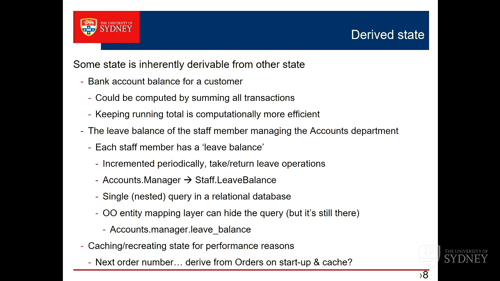In an OO mapping thing, I will probably hide the query and make it look like it's just an object reference. So someone will still be doing much the same type of nested relational query, but it's going to be hidden from me, so I won't actually see that. I will commonly cache recreatable data for sheer performance reasons. So someone places an order. It needs an order number.